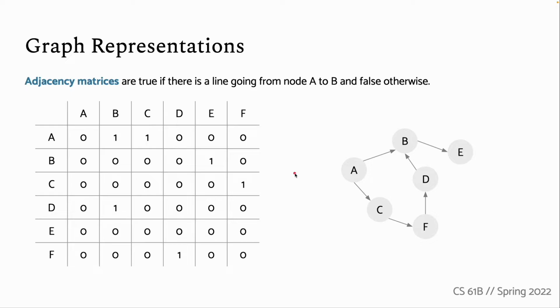If this was an undirected graph, we would use the same exact format, except this matrix would be inherently symmetric, because if you can go from A to B, then in an undirected graph, you can also go from B to A. So it would be mirrored across this x equals y axis right here.